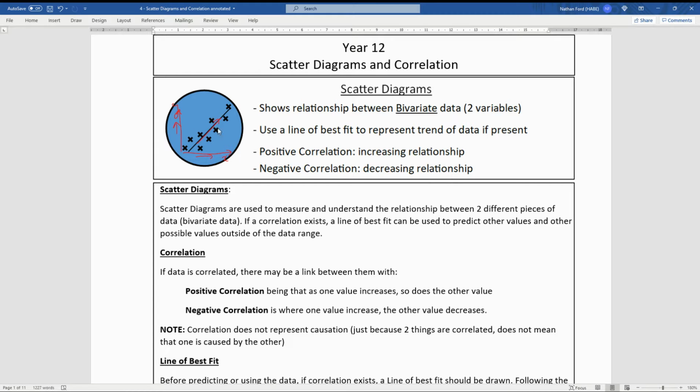Now, if we have it the other way around, and as the x is increasing, so it's going to the right, the graph is going down, that would be a negative correlation, because as one increases, the other one decreases.